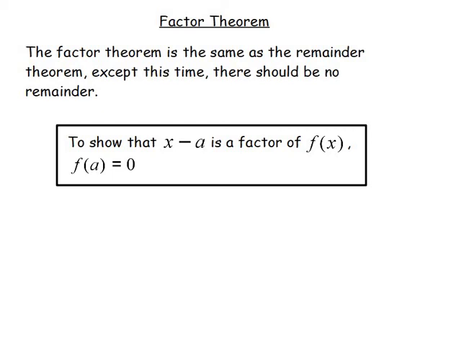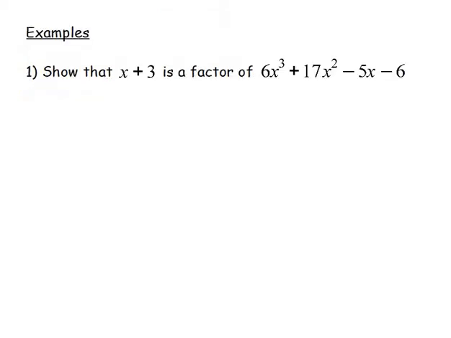so your remainder should be 0. So I put the rule in the box underneath, so it says to show that x minus a is a factor of f of x, then f of a equals 0. So you do it exactly the same as the remainder theorem. You substitute a value in, but every single time you should get the answer of 0. So we're going to just do two examples of this.